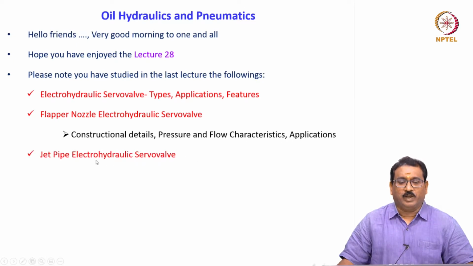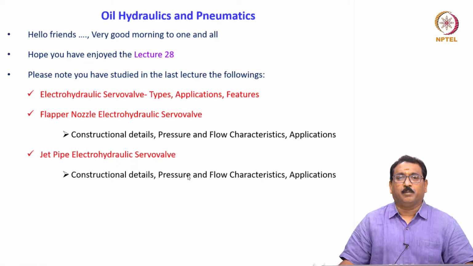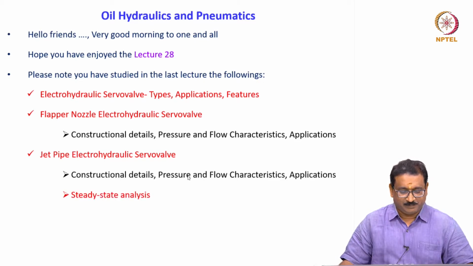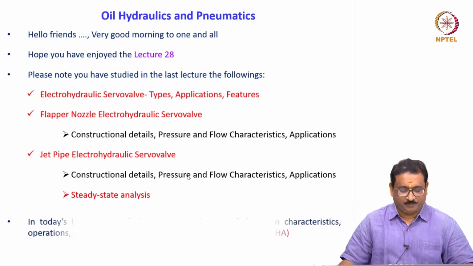Next, we have discussed jet pipe electro-hydraulic servo valve, in which we have studied the constructional details, the different affecting parameters for the pressure recovery, and pressure and flow characteristics. Also, we have seen the applications of jet pipe servo valves. Steady state analysis, how the torque balance is achieved in the jet pipe.